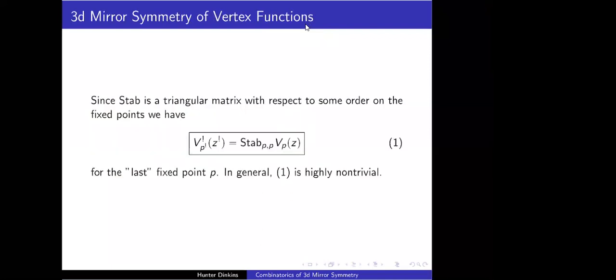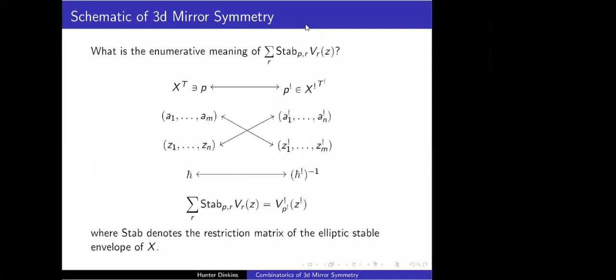I have a quick question before we go. On the previous slide with the equation, the bottom equation, is it clear that this is a reversible process, that if one is the mirror of the other, then the other is the mirror of the one?